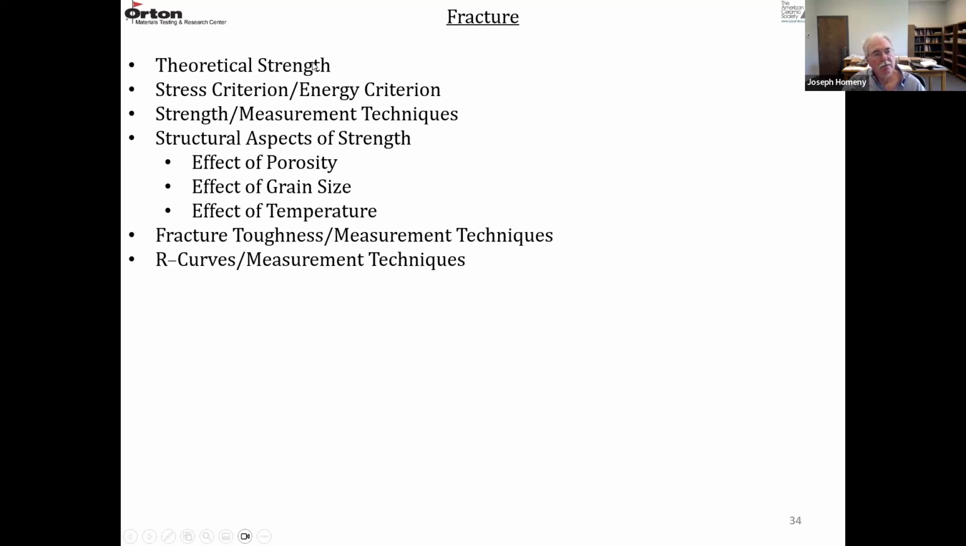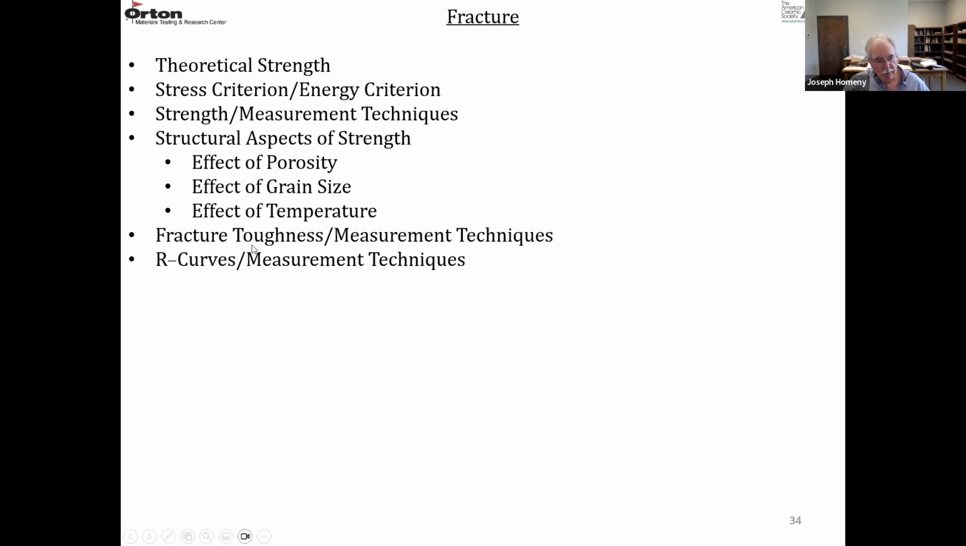So I'll define theoretical strength, and then there's two criteria for failure. One is based on stress, one is based on energy. So there's a stress criterion and an energy criterion. I'll look at factors that affect strength and how strength is measured, and then structural aspects, porosity, grain size, and temperature all affect the strength.